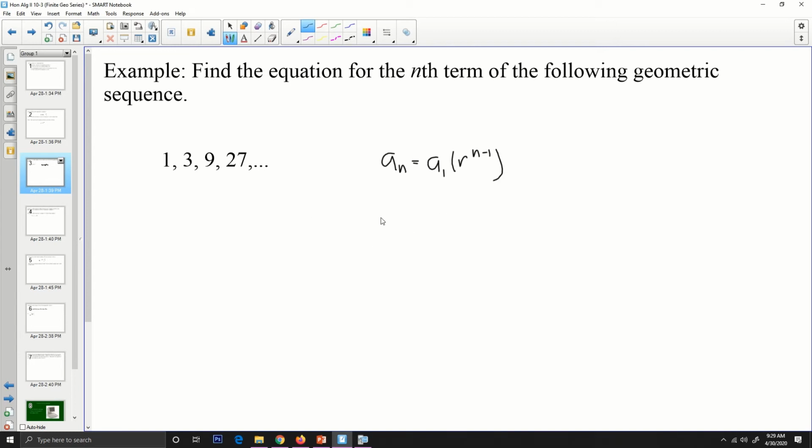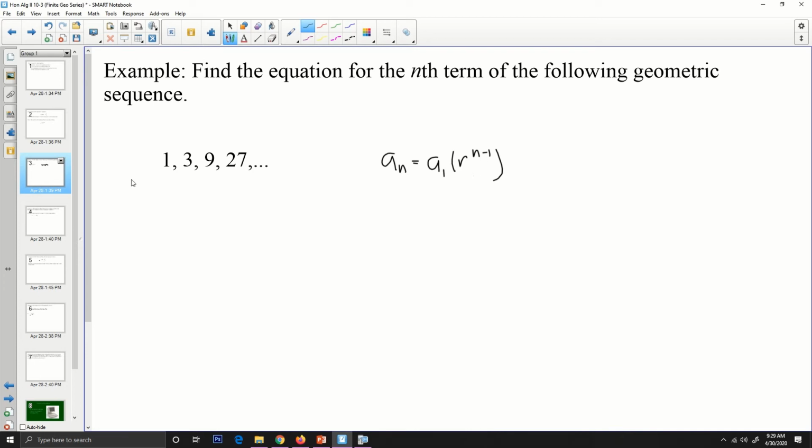Now, one thing you might be saying is, why do you need this to be n minus 1? Well, if it were just n, it would be a sub 1 times r to the first, and then we would have whatever a sub 1 times r is. If we want a sub 1 to be the first term, we can't be multiplying by any other values. So if I go 1 minus 1, I'll get 0, and since r can't be 0, anything that's not 0 to the 0 power is 1.